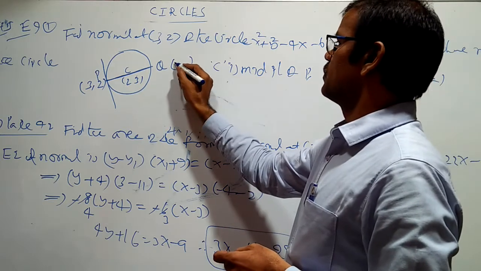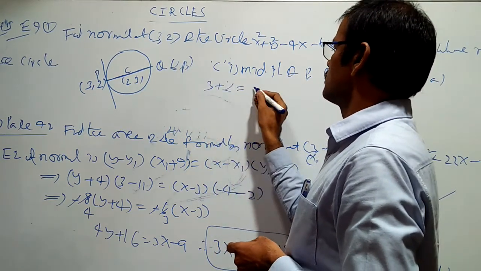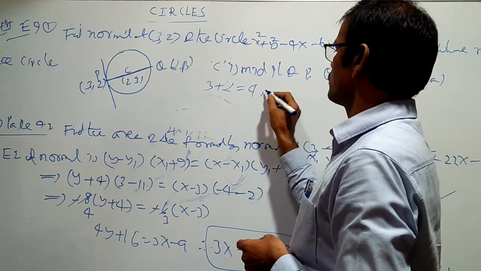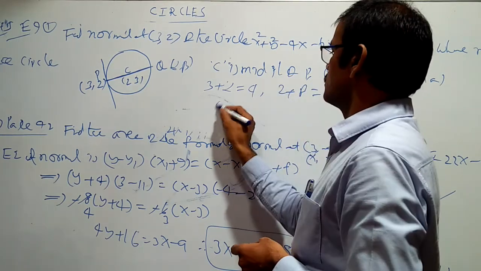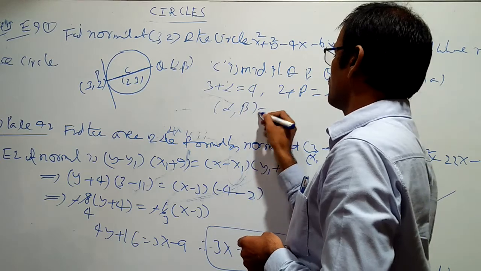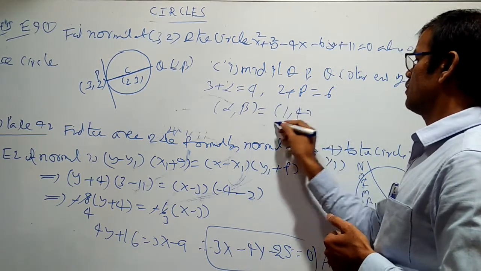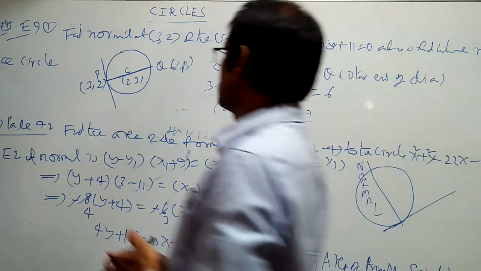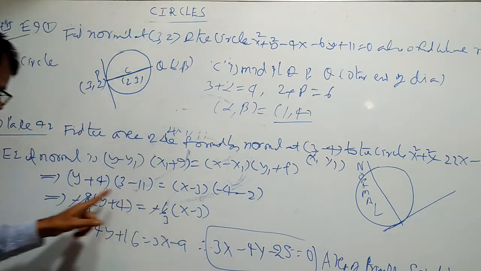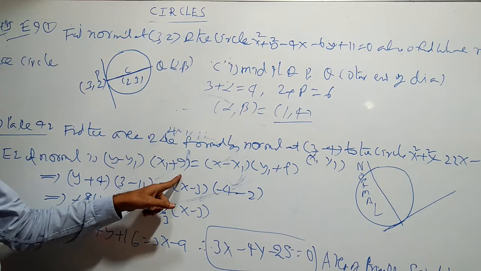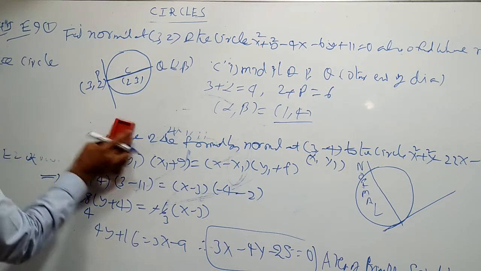If it is (alpha, beta), you can write 3 plus alpha is equal to 4 and 2 plus beta is equal to 6. So the other end point of the diameter or normal is (1, 4). Now, using (3, 2) and the formula, you calculate the equation of normal.